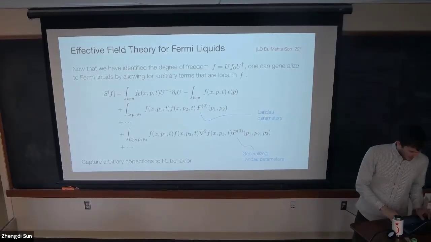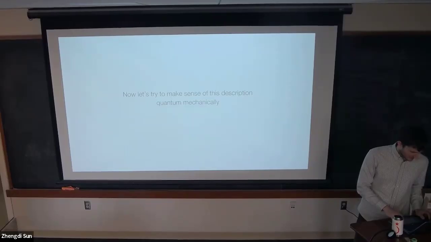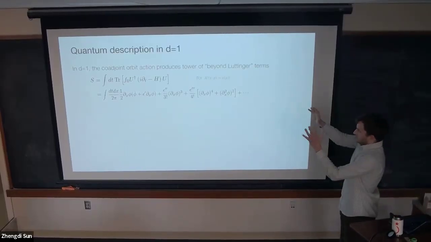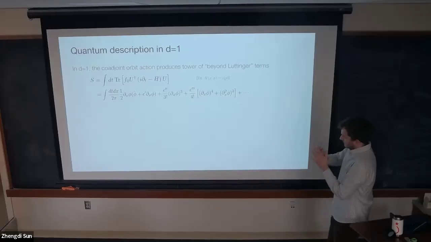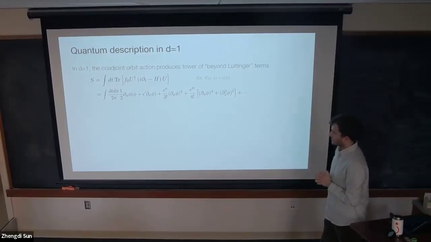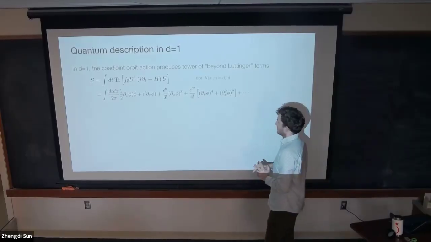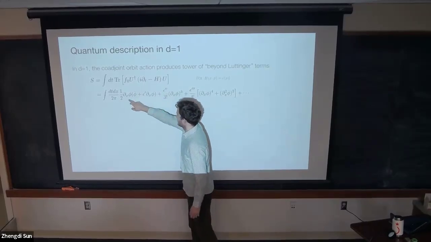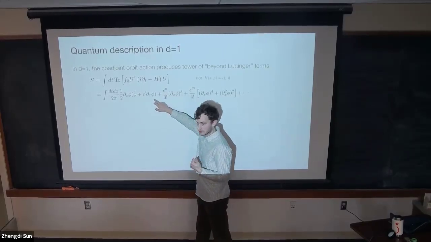But there's of course a whole tower of other irrelevant corrections to Fermi liquid theory that you could add. Good. Okay. But now I'd like to kind of make sense of this description quantum mechanically. So it does a lot of things nicely at a classical level, but we'd like to make sense of this quantum mechanically. So one first comment is that this coadjoint orbit approach in 1+1D completely reproduces what we know about 1+1D bosonization. So if you just take this action in 1+1D and expand, you'll get again a chiral boson, but now there's a single chiral boson.